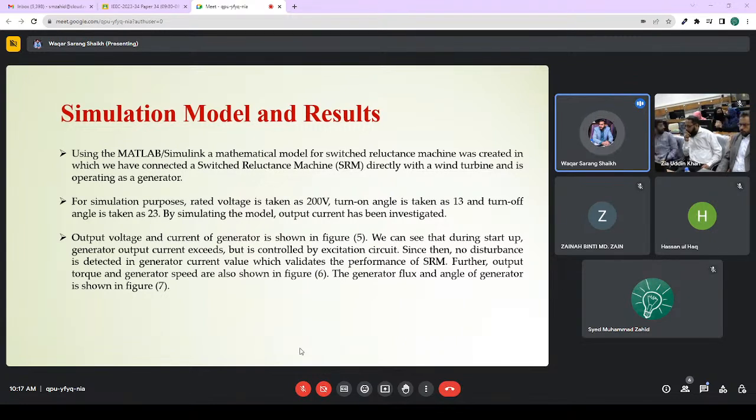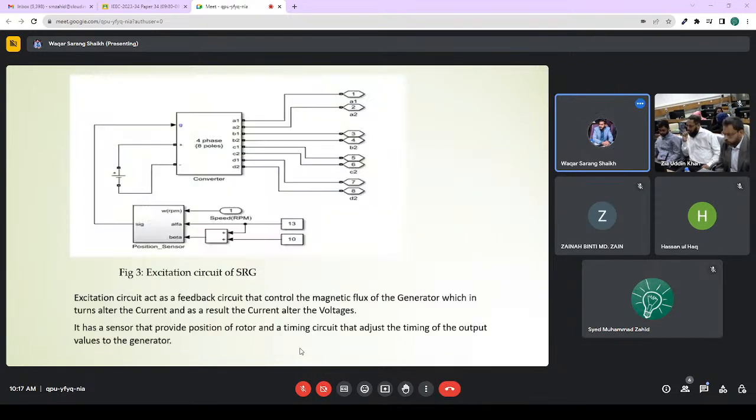The output voltage and current of the generator are shown in figure 5. We can see that during startup, the generator output current exceeds, but is controlled by the excitation circuit. Since then, no disturbance is detected in the generator current value, which validates the performance of the switch reluctance machine. Further, the output torque and generator speed are also shown in the figure. The generator flux and angle of the generator are shown in figure 7.